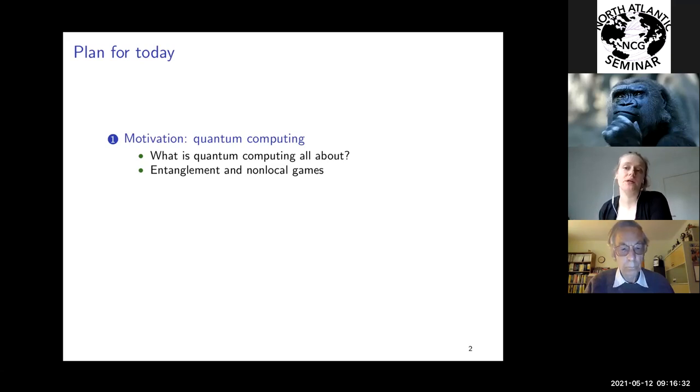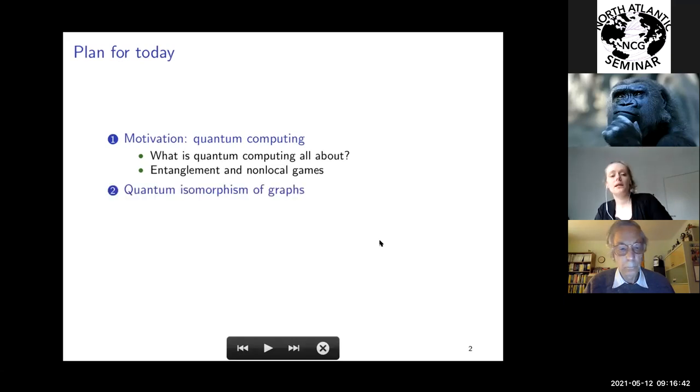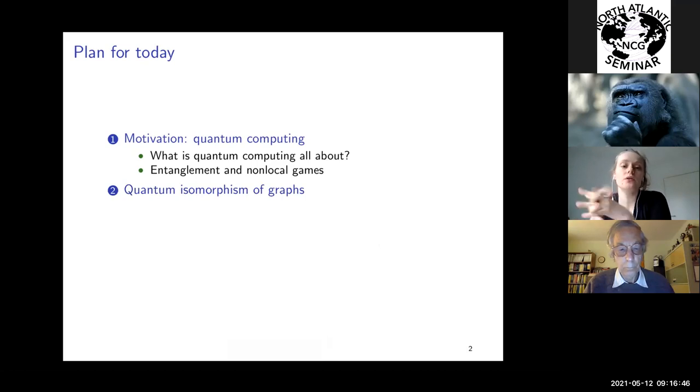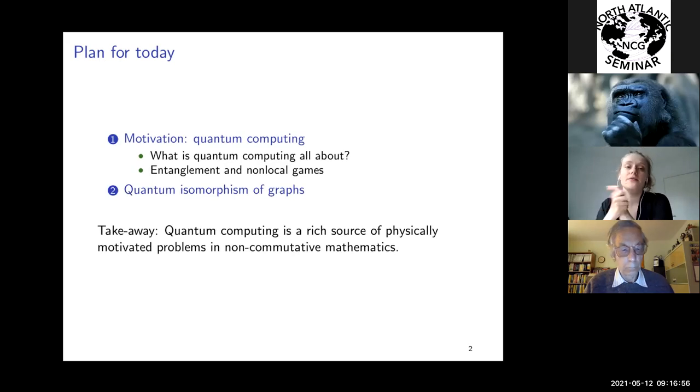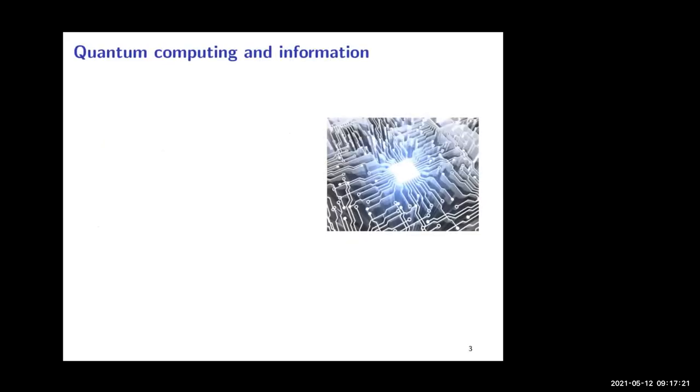We're going to try to keep things pretty high level and just provide you with the context of these mathematical problems that we'll be looking at later on. And then in the second part, I'm going to introduce this notion of quantum isomorphism of graphs. This will be some quantum or non-commutative analog of our usual graph isomorphism. What I want to convince you of is that quantum computing provides a rich ground for really nice problems in non-commutative mathematics. And a lot of them are actually quite hard. So if you're looking for an extra challenge, here it is. But let's start with this high level motivation of what quantum computing is all about.